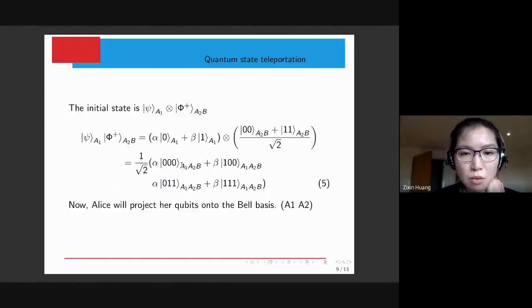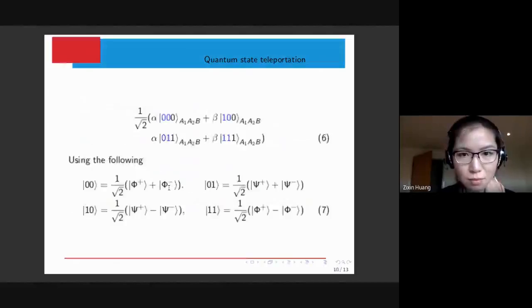Okay, so now remember, Alice is in possession of the first 2 qubits. And now she will project her 2 qubits onto the Bell basis. Don't think about how this is implemented physically, just accept for now that she's allowed to do this because it's allowed quantum mechanically. The blue just highlights which qubits Alice has. So now we want to use the following identity.